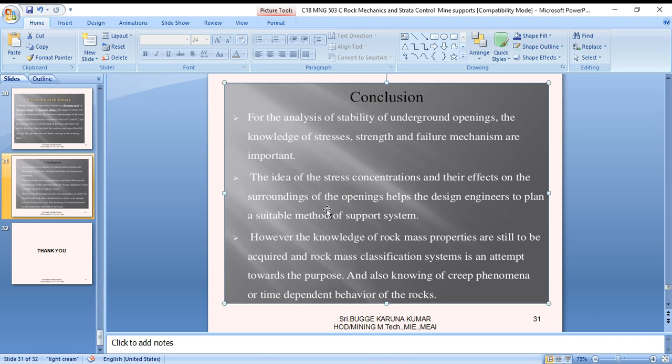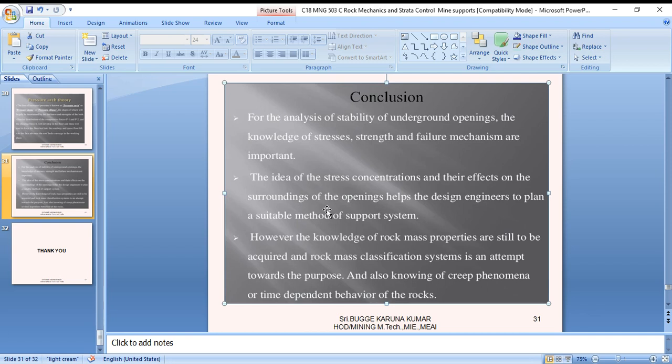So once you know the stresses, strength and failure mechanisms, you can analyze the underground opening. The idea of the stress concentrations and their effects on the surroundings of the openings helps design engineers to plan a suitable method of supporting system.